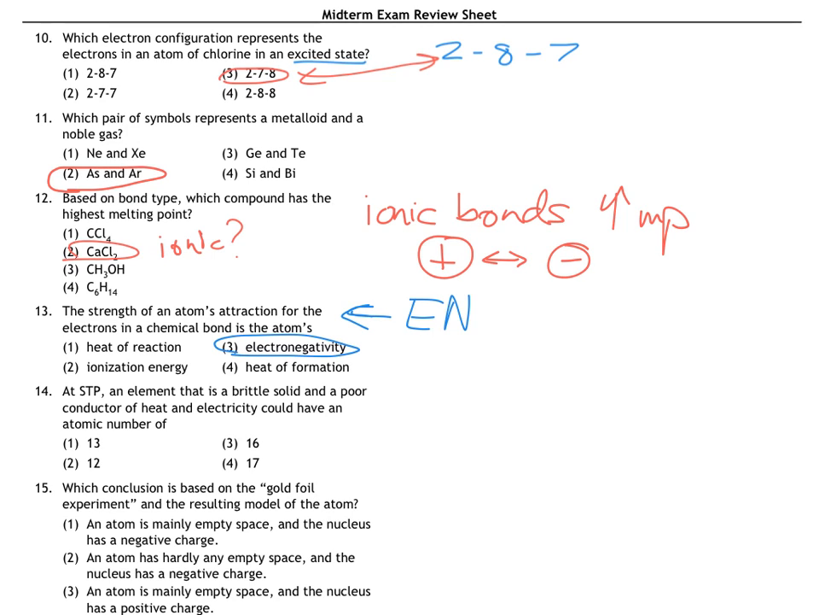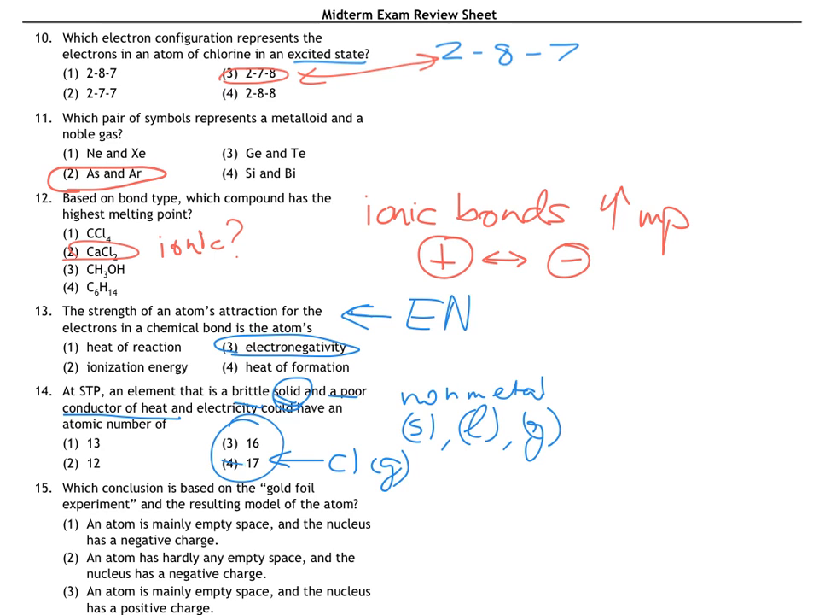14, at STP, an element that is a brittle, solid, poor conductor of heat and electricity. So they're definitely talking about a nonmetal. But the tricky part of this one is that nonmetals can be solid, liquid, or gas. So be careful that when you choose the atomic number for your answer, that it is actually a solid. Of the choices you're given, the only non-metals are 3 and 4. And 4 is number 17, which is chlorine. Chlorine is a gas at STP, so it can't be 4. And 16 is sulfur, and sulfur is a solid at STP. So 3 is your answer.